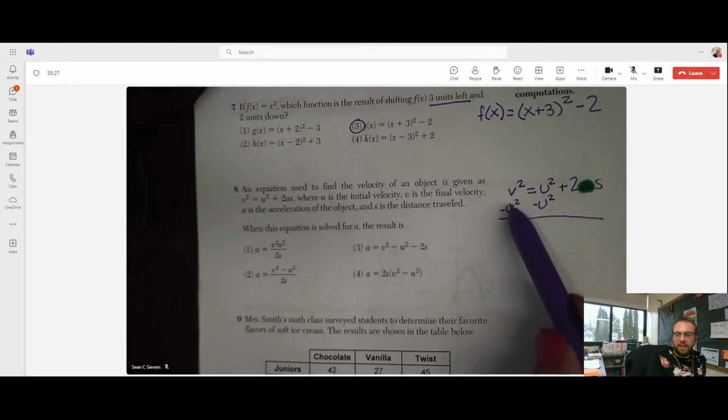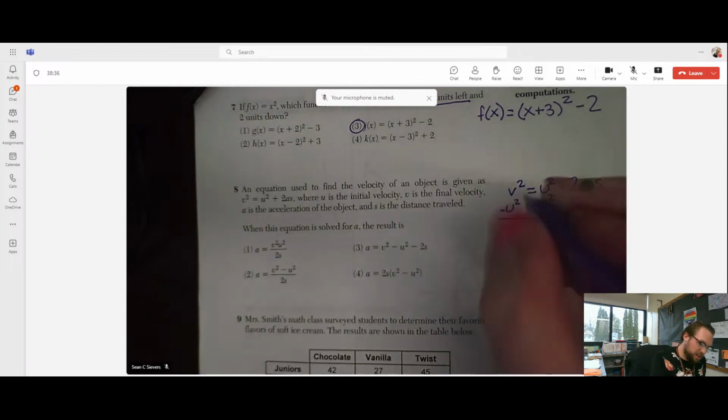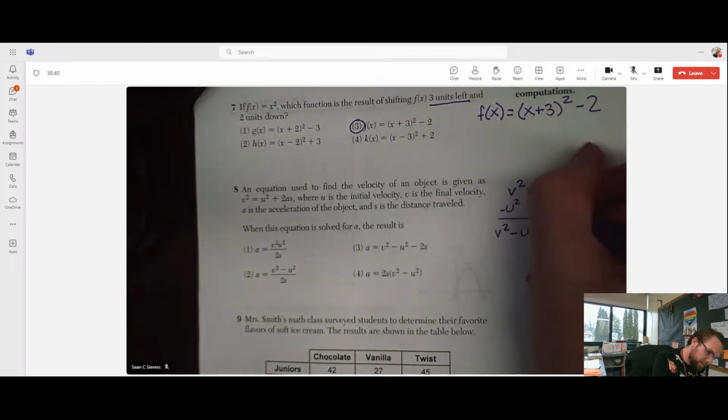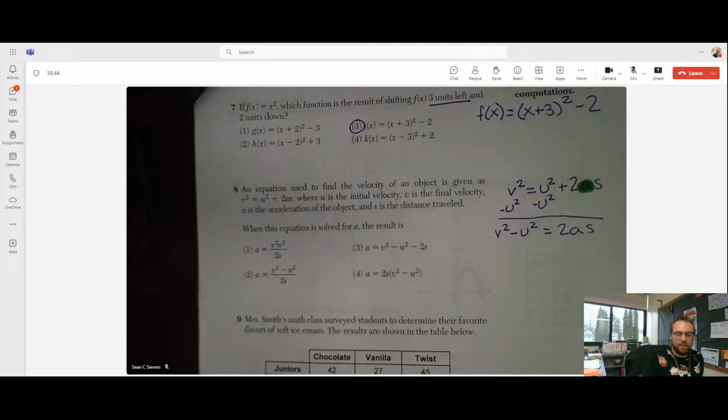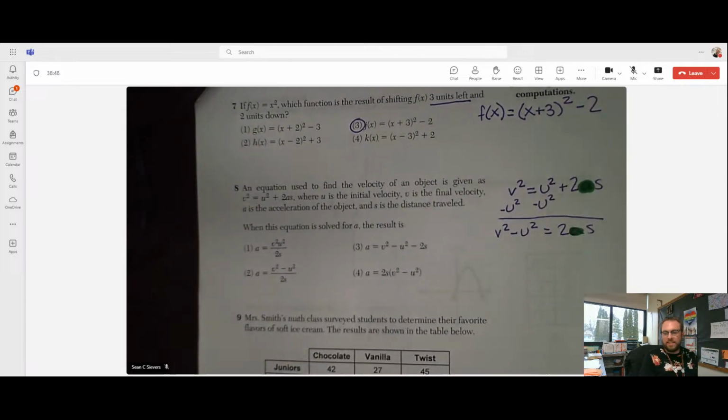So v squared and u squared, these are not like terms. Even though they have the same exponent, they do not have the same bases. So we have v squared minus u squared equals 2as. Okay, and here's a again. We haven't gotten it by itself yet.